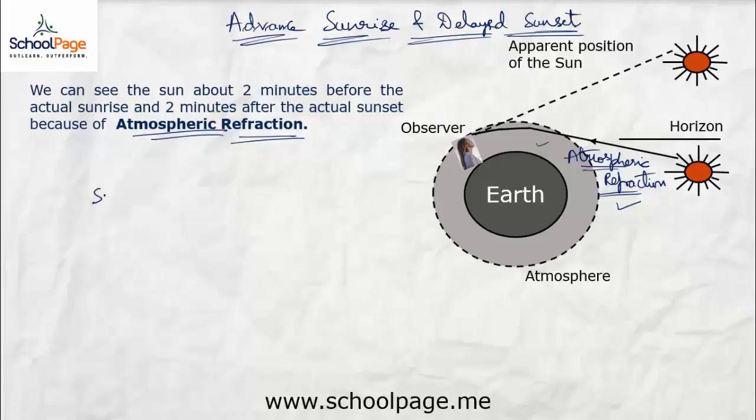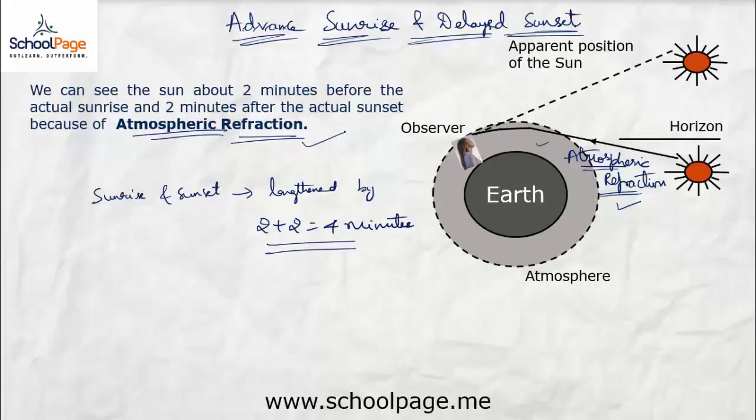So the time for sunrise and sunset is lengthened by 2 plus 2, which is equal to 4 minutes. So because of atmospheric refraction, the day is lengthened by 4 minutes. If the earth had no atmosphere, the day would have been shorter by 4 minutes.